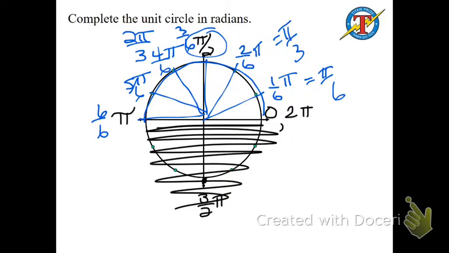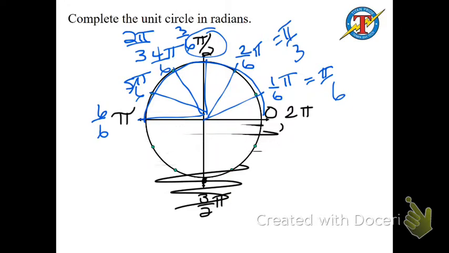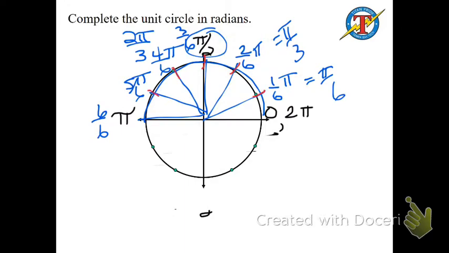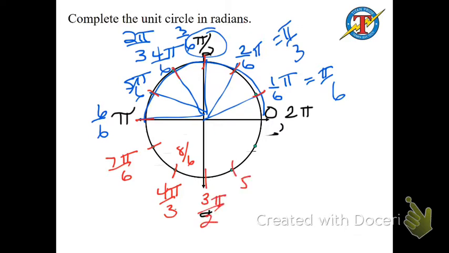Now the bottom, if we continue that, we're just counting by sixths, okay? So if this one was 1/6, 2/6, 3/6, 4/6, 5/6, 6/6, then this is 7/6, 8/6, which would be 4 pi over 3, 9/6, which is 3 pi over 2, 10/6, 11/6, and then 12/6 is the same as 2 pi. So those are your radian values.